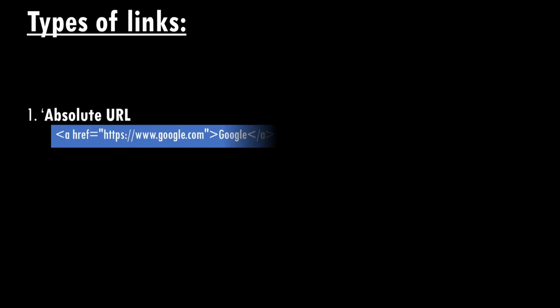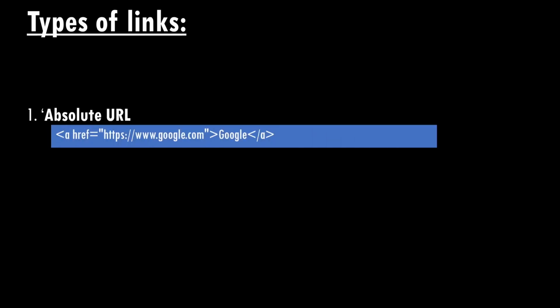Types of links. Absolute URL links to an external site using a full URL. Like this, here is https://www.google.com. Here is the full URL. Relative URL links to a page within the same website using a relative path. Like this.